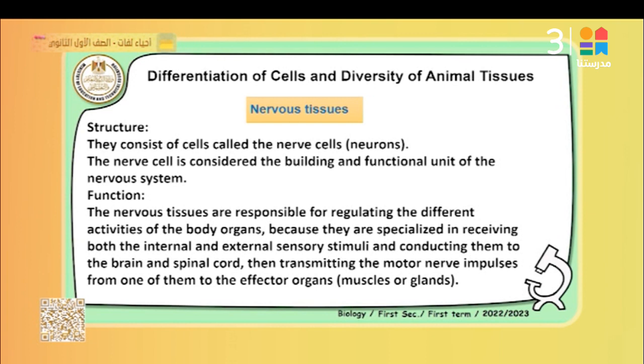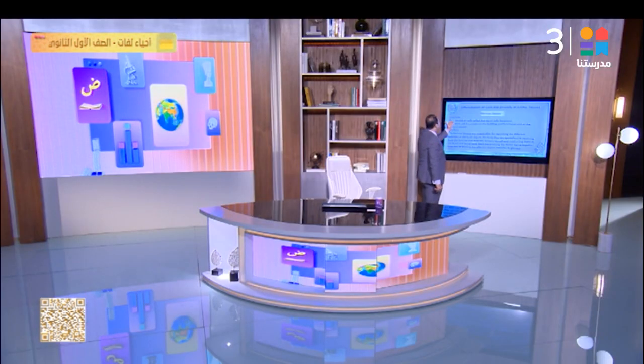The nervous tissue consists of cells called nerve cells, neurons. Okay, that's right. Now we are going to focus on this screen, explaining nerve tissue. Nerve tissue structures consist of a cell called a neuron, the building unit of the nervous system.